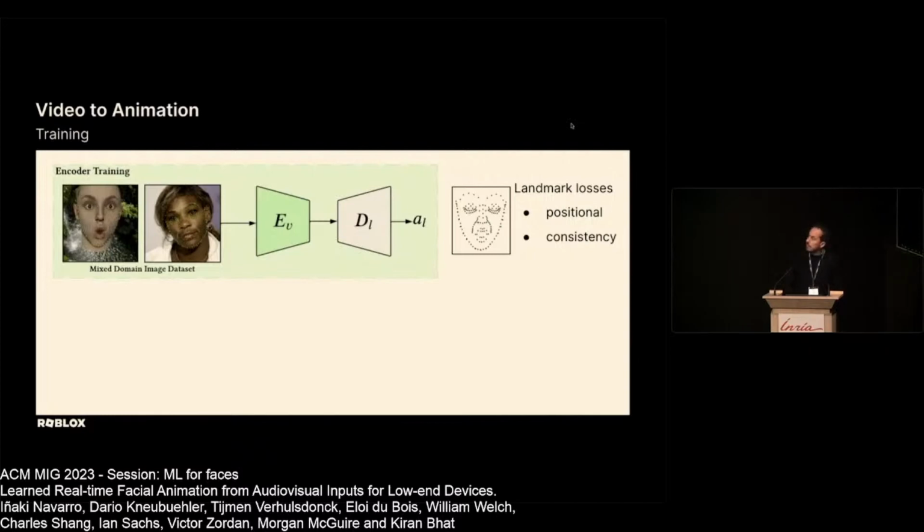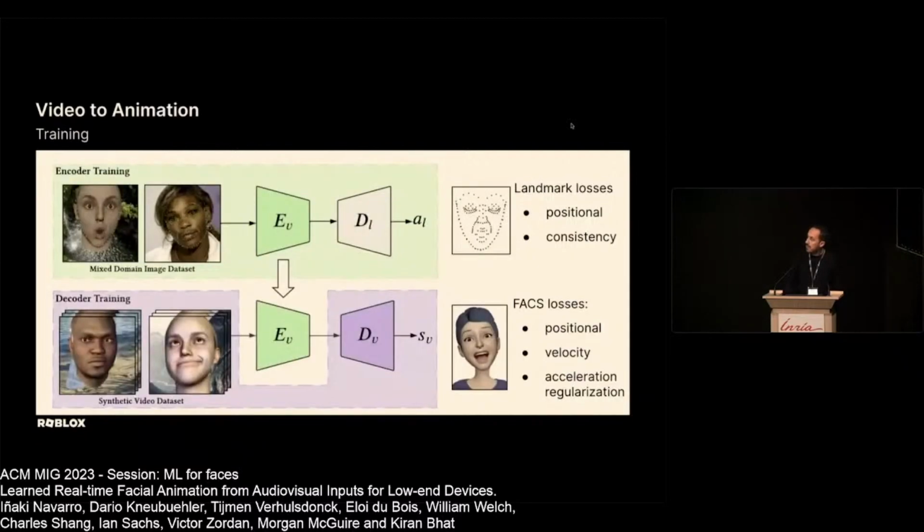And then we freeze the encoder, so we don't change the weights. The encoder is already able to have a representation that is valid both for synthetic and real data. And we freeze the encoder, and then we train the decoders. In the case of facts, we use a positional loss. We use a velocity loss, which allows us to have smooth but also dynamic predictions. And we add a regularization term on the acceleration, which further decreases jitter.